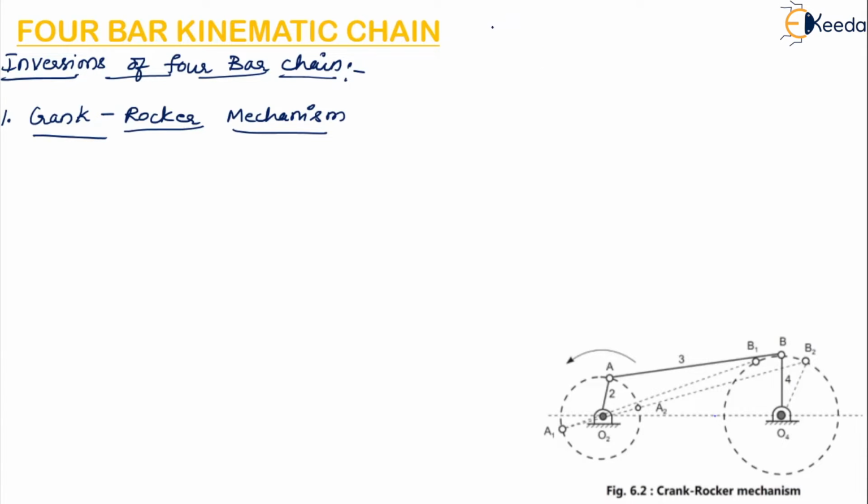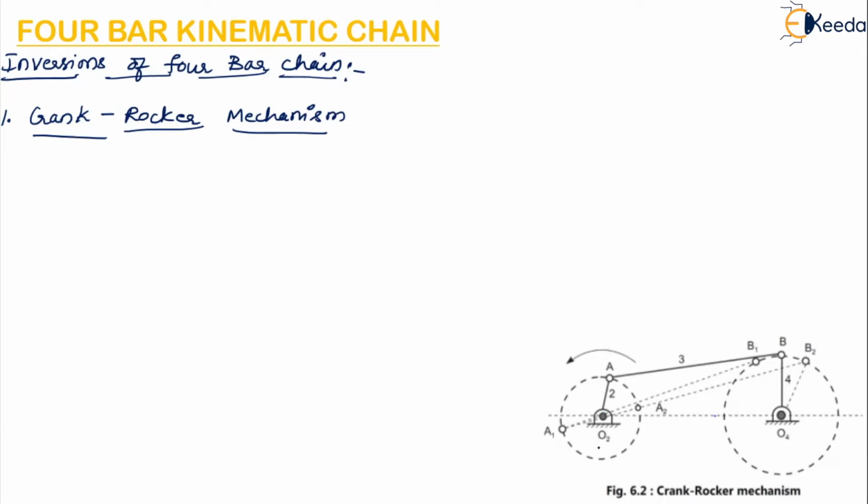Inversion is nothing but, if there are 4 linkages, fixing the linkages turn by turn. So first we will fix the first link, then one type of mechanism will be formed. If the second link is fixed, then a different type of mechanism is formed. So for the 4 links, when we fix them turn by turn, a different mechanism is formed each time. So here we are going to study the crank and rocker mechanism.